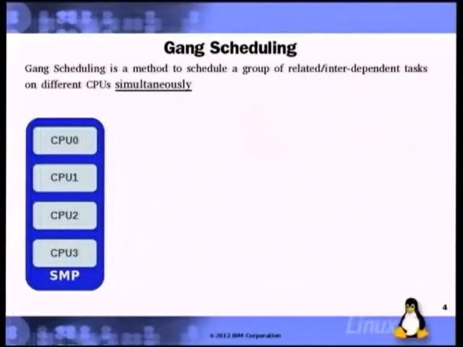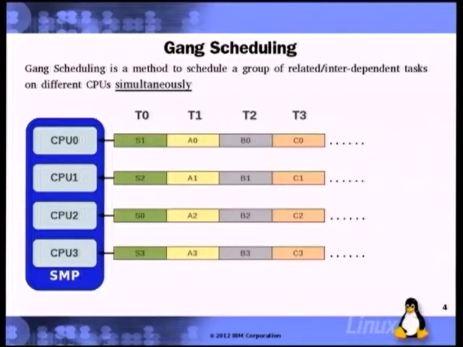So what is it that the gang scheduler would bring to make a difference to this scene? Gang scheduling is a method to schedule a group of related or interdependent tasks on different CPUs simultaneously. In a similar kind of setup, we bring this kind of order, wherein at time T0 we have all the system tasks which would be given access to CPUs. At time T1 the tasks of group A would be given access to the CPU. At T2 it is groups B and C.